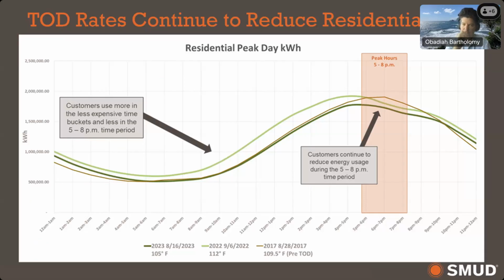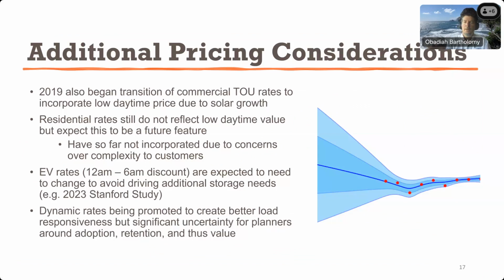So the 2023 gray line is kind of what we saw most recently last summer. The 2017 there is the kind of pre-time of day savings, and we've continued to monitor this and observe ongoing savings off of our peak each year as a result of the TOD rate. Just a couple last thoughts about why it's important to be thinking about pricing as we're thinking about resource planning.